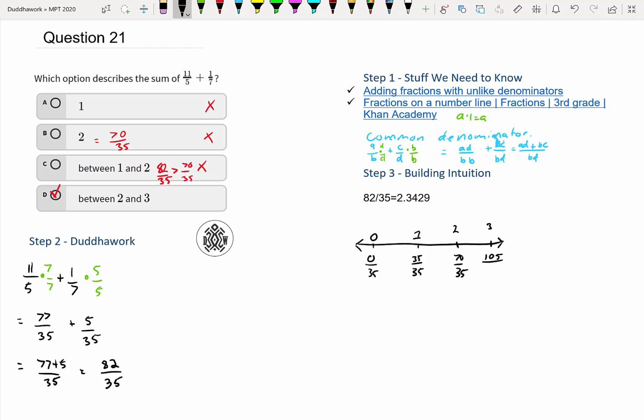And you can see that 82 over 35 is probably somewhere in here. So that's 82 over 35, which is between 2 and 3. So we can conclude that as well.